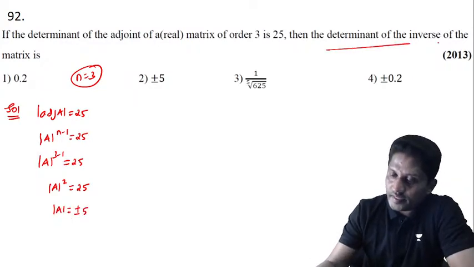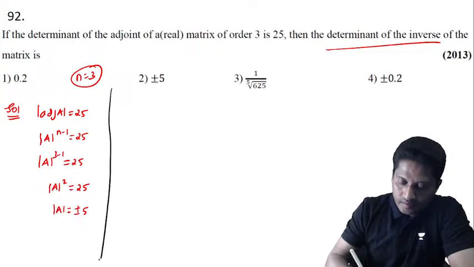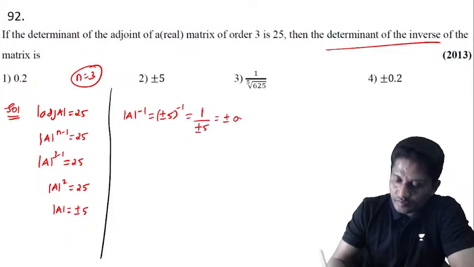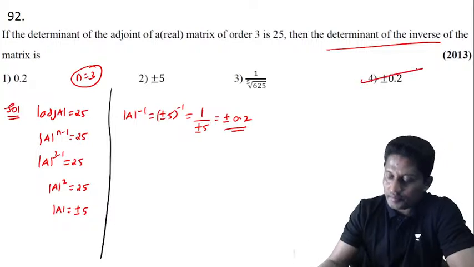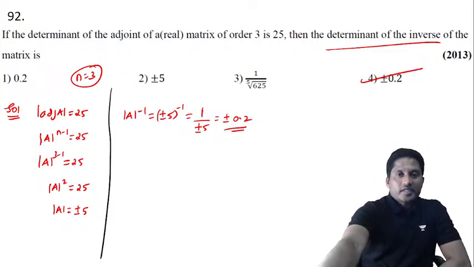Okay, I'm supposed to find the determinant of the inverse of the matrix. Determinant of the inverse of the matrix will be equal to plus minus 5 whole inverse, which is equal to 1 by plus minus 5, which is equal to plus minus 0.2. That's the last option, D. Right, let's move to the next question.